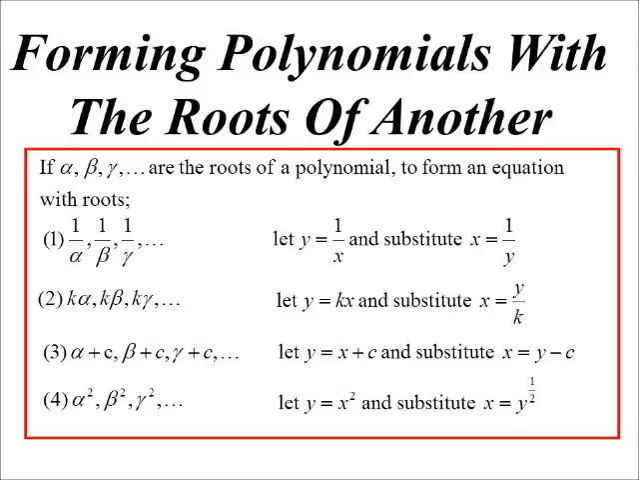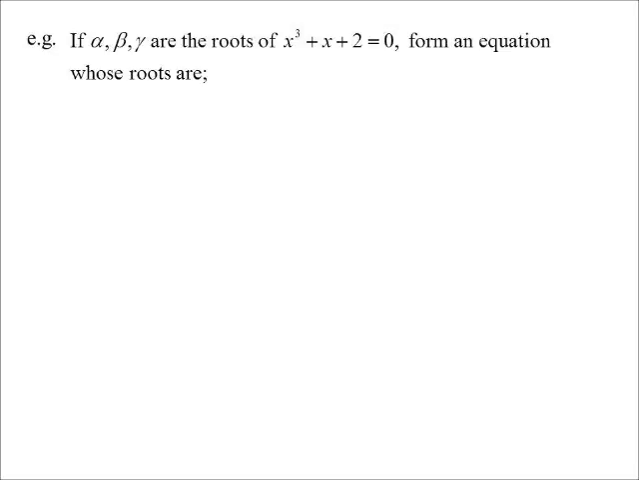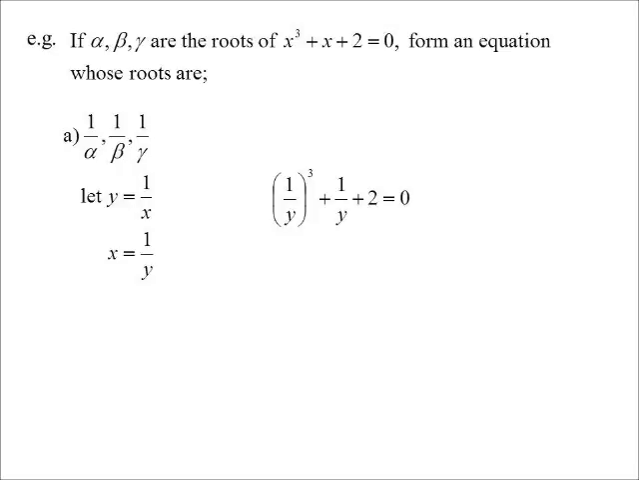So let's look at some examples. Here's a cubic, x cubed plus x plus 2. We're going to form an equation with the reciprocals as roots, 1 on alpha, 1 on beta, 1 on gamma. So let's have a look at that idea. I'll let y equal 1 on x, so x will equal 1 on y. Substitute in. Now I've got an equation, but it's not a polynomial because I've got the y's on the bottom. So if I multiply everything by y cubed, I'll come up with a polynomial. And so there it is. The solutions to this equation will be the reciprocals of the solutions to the original equation.